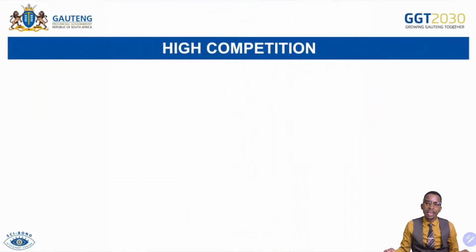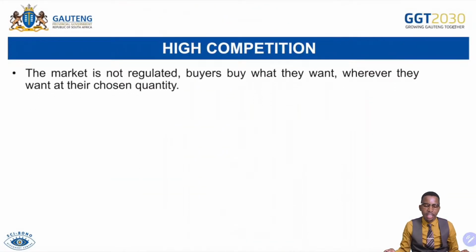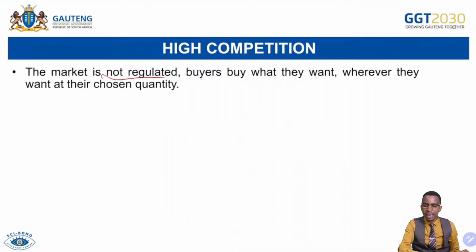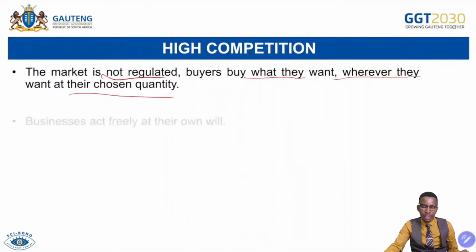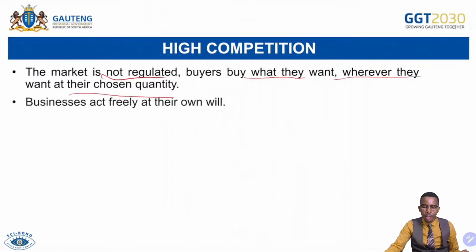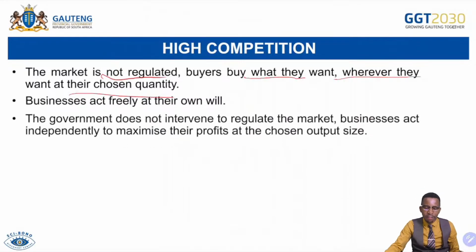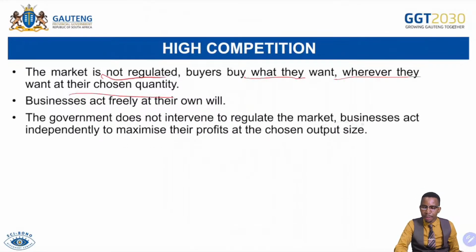There is a high level of competition under perfect market. The market is not regulated. Buyers buy what they want, wherever they want, at their chosen quantity, at their chosen time. Businesses act freely at their own will, meaning they are not influenced by anyone. The government does not intervene to regulate the market. Businesses act independently to maximize their profits at their chosen output size, meaning they choose the output size they can produce at the price given by the market. There is no government intervention.